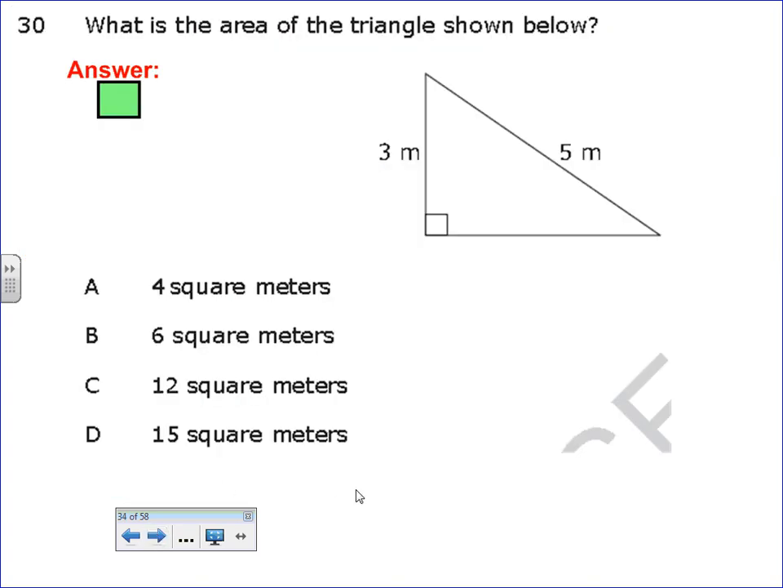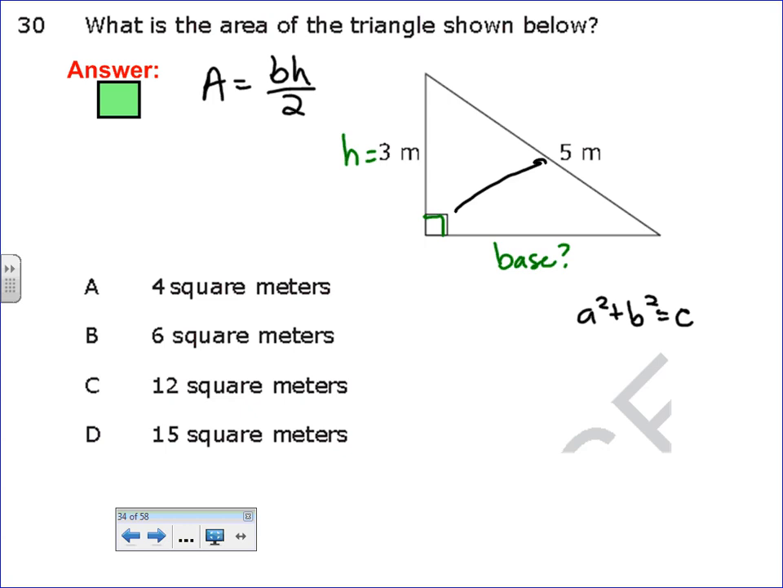Okay, number 30. It says, what is the area of the triangle shown below? The first thing I need to remember is that to find the area of a triangle, it's base times height divided by 2. This is clearly my height, because it's a right triangle, but what I don't know is my base. However, because it is a right triangle, I can use the Pythagorean theorem. This is my c because it's across from the box. So I have 3 squared plus b squared equals 5 squared.